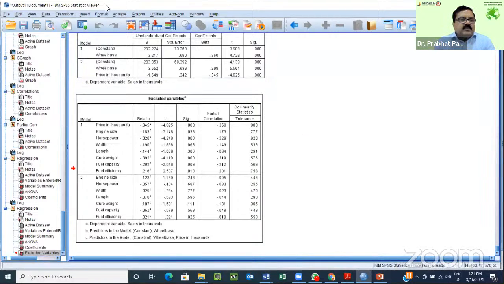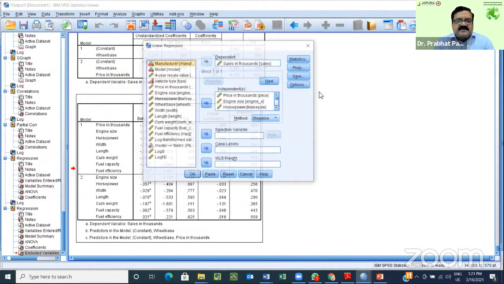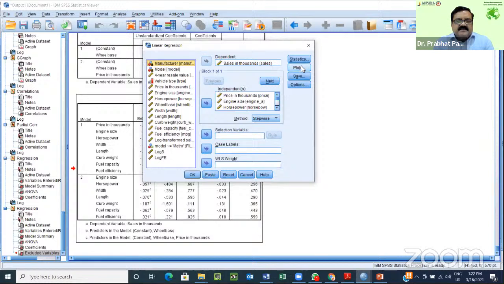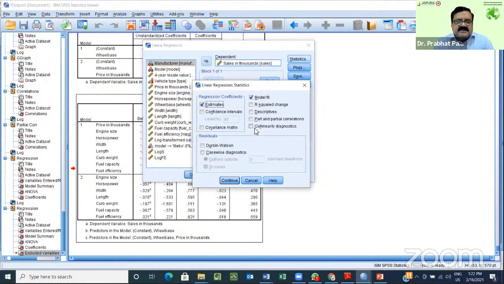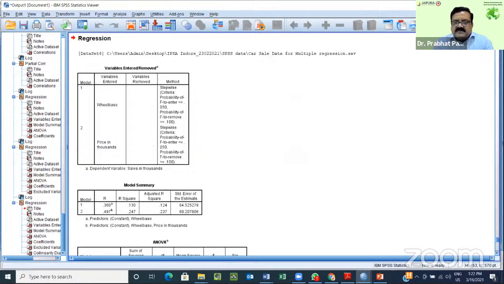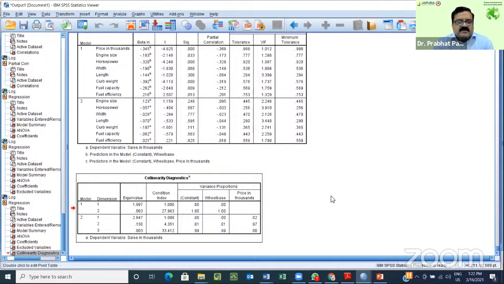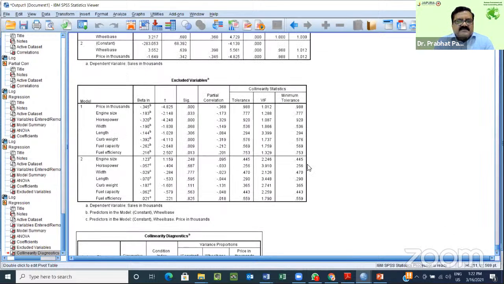If you want to know a little more on the diagnostics, then you can also do it like this. You go to linear, and then you go to statistics, and here you can check this collinearity diagnostics. Then you press OK, and when you start looking at the collinearity diagnostics, you get all these outputs. It will give you the condition index. It will give you the variance proportions that are coming from different variables.